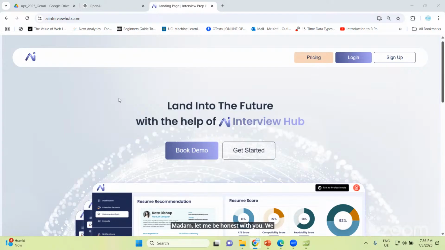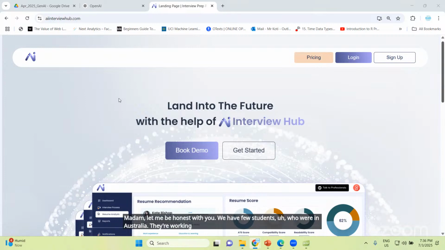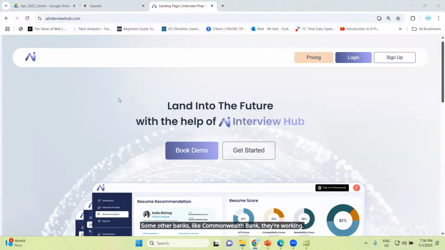We have a few students who were in Australia. They have learned the course from KSR. They are working in Power BI, Power Platform, and data science. Some are working in banks like Commonwealth Bank and ANZ, Australia and New Zealand Bank. So in your case, madam, to be honest, if I said we can provide a job and all, that would honestly not be true.